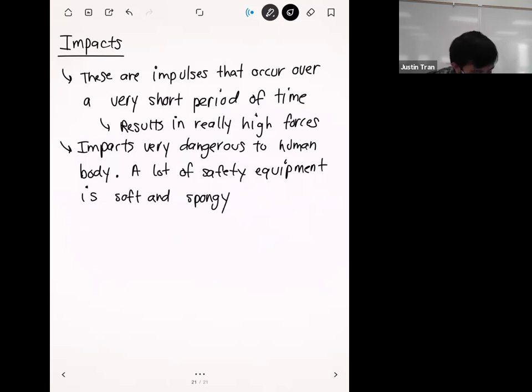And why is that? The benefit of having soft and spongy equipment is that it has the goal of increasing this contact time.